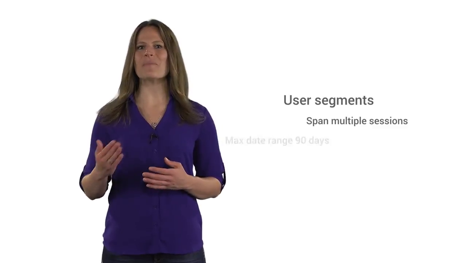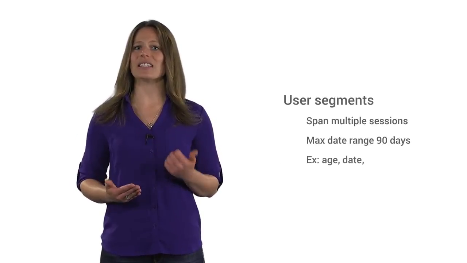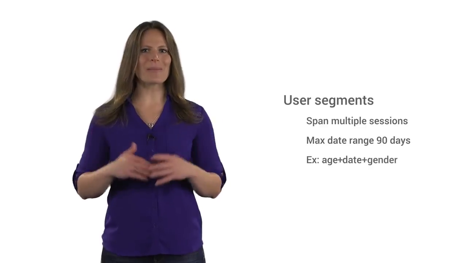Segmentation in Google Analytics is a way to view a subset of data in a report. You can create user segments or session segments. User segments can span multiple sessions with a maximum date range of 90 days. For example, you can build a user segment that shows data only for a specific age range, date range, gender, or combination of these.